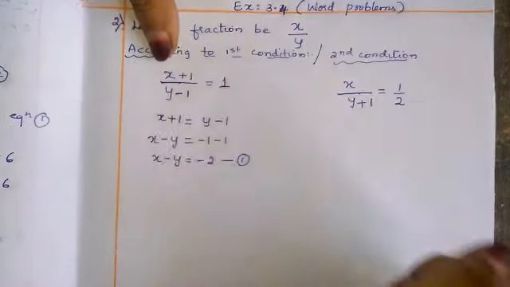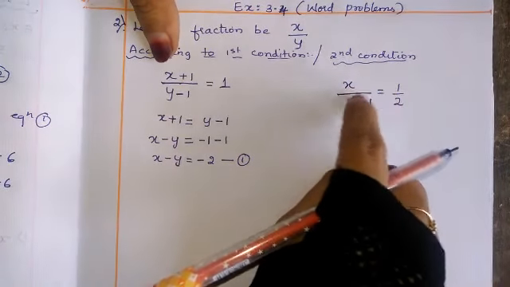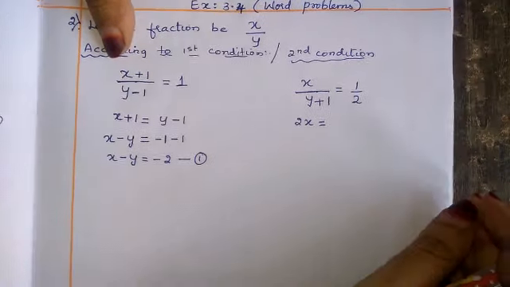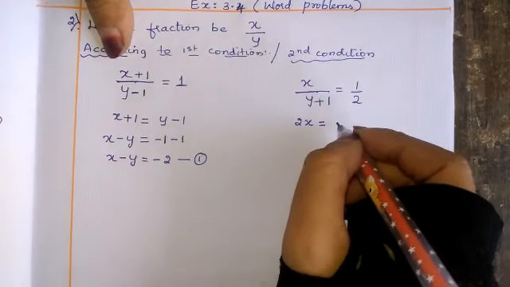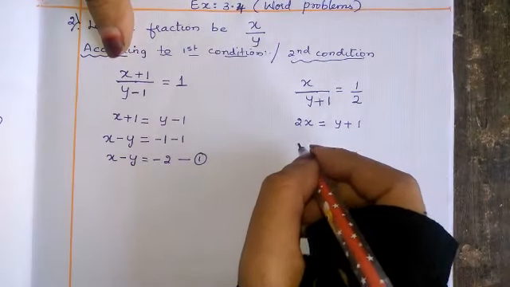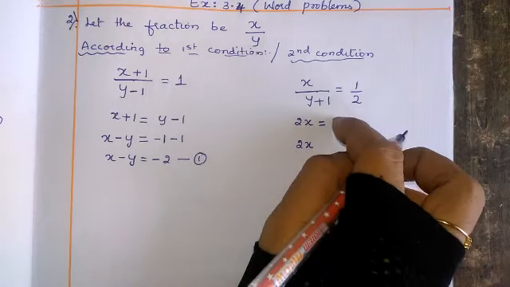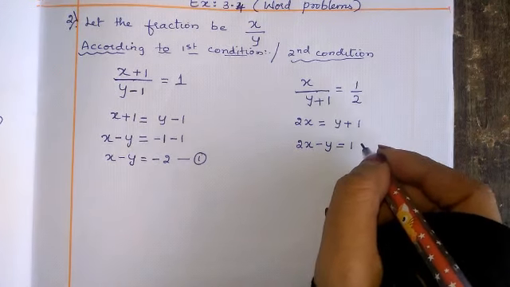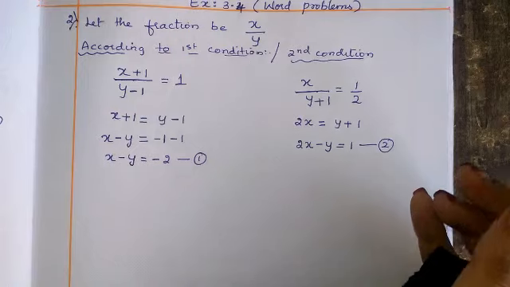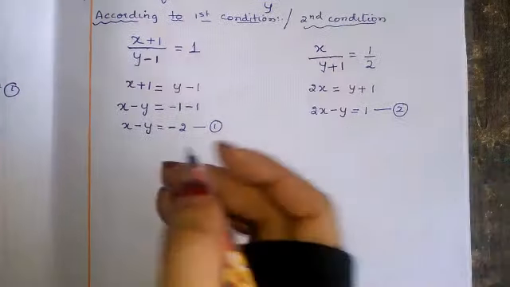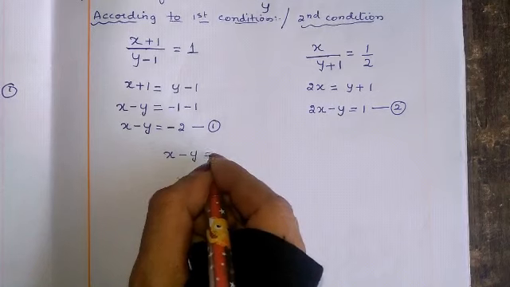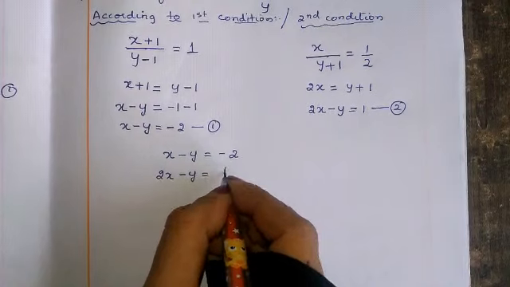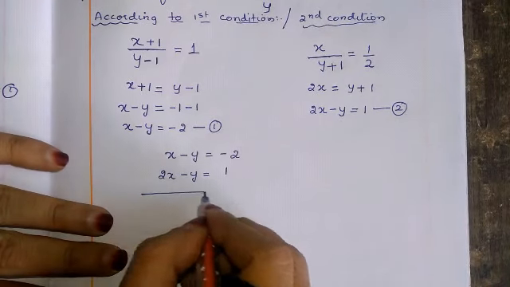Now this side, let us cross multiply this. 2 into x, 2x is equal to y plus 1 into 1, y plus 1. So 2x as it is, y I will bring here, it becomes minus y is equal to 1. This is considered as equation 2. Now what we have to do? We have to solve equations 1 and 2. x minus y is equal to minus 2. 2x minus y is equal to 1. So let us solve both the equations.